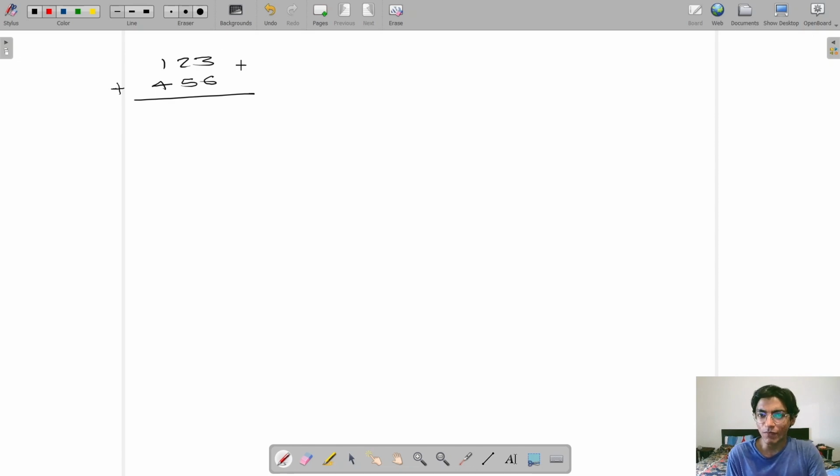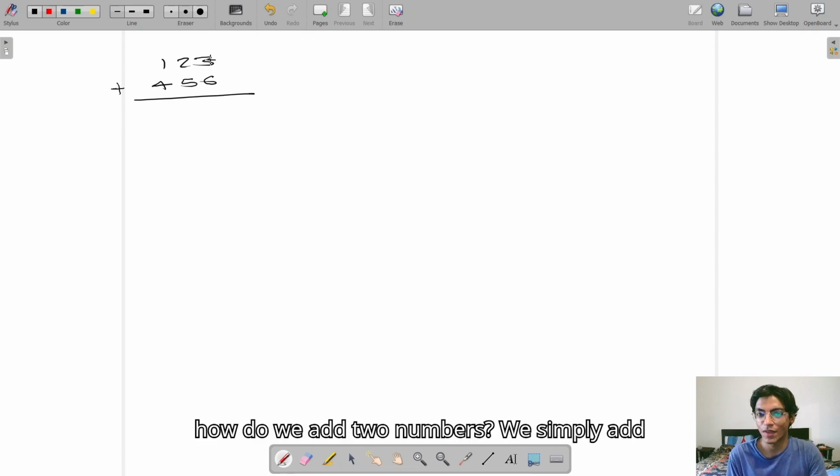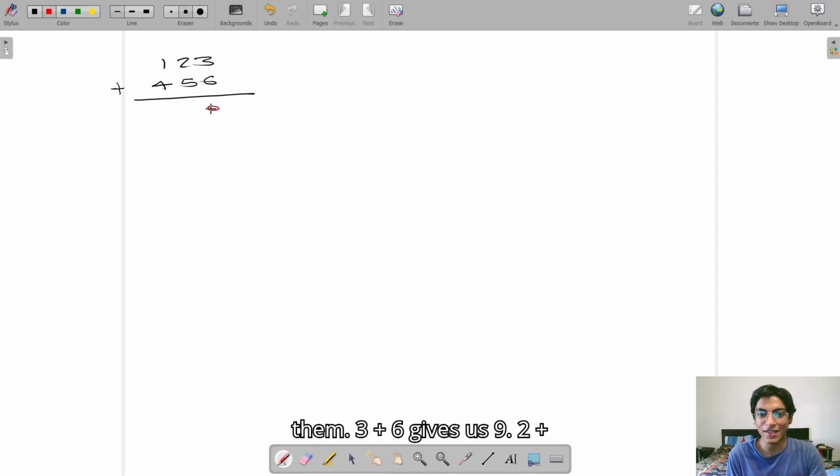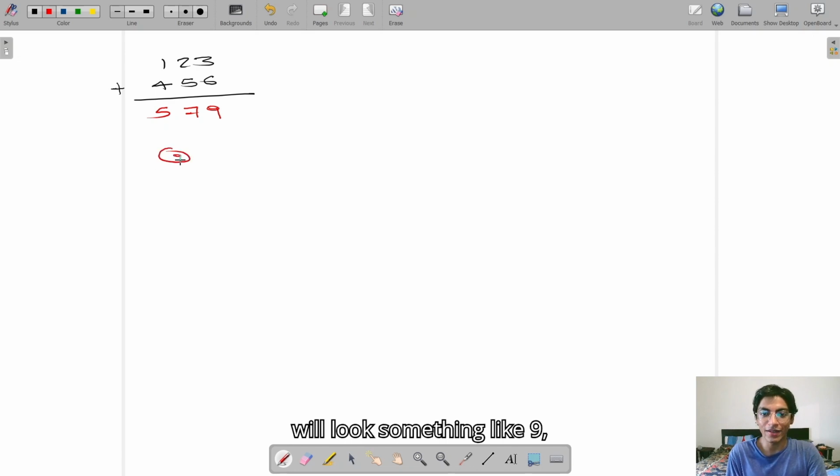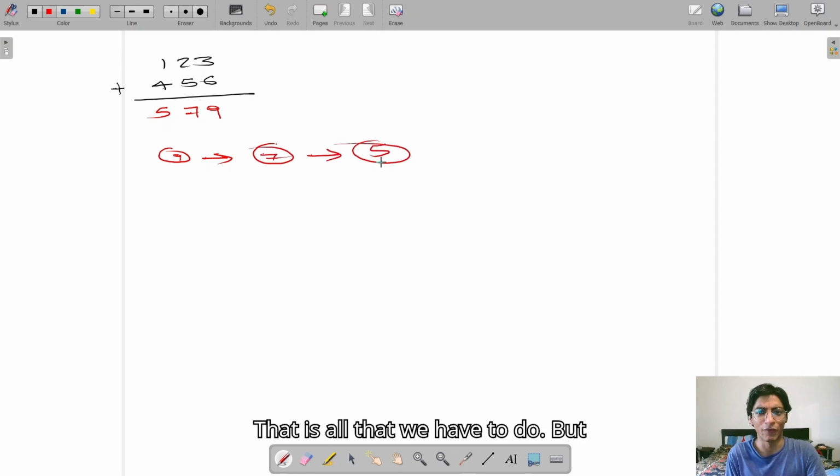So how do we add two numbers? We simply add them. 3 plus 6 gives us 9. 2 plus 5 gives us 7. 1 plus 4 gives us 5. And the answer that we have to return in such a case is a linked list. The linked list will look something like 9, 7, and 5. That is all that we have to do.